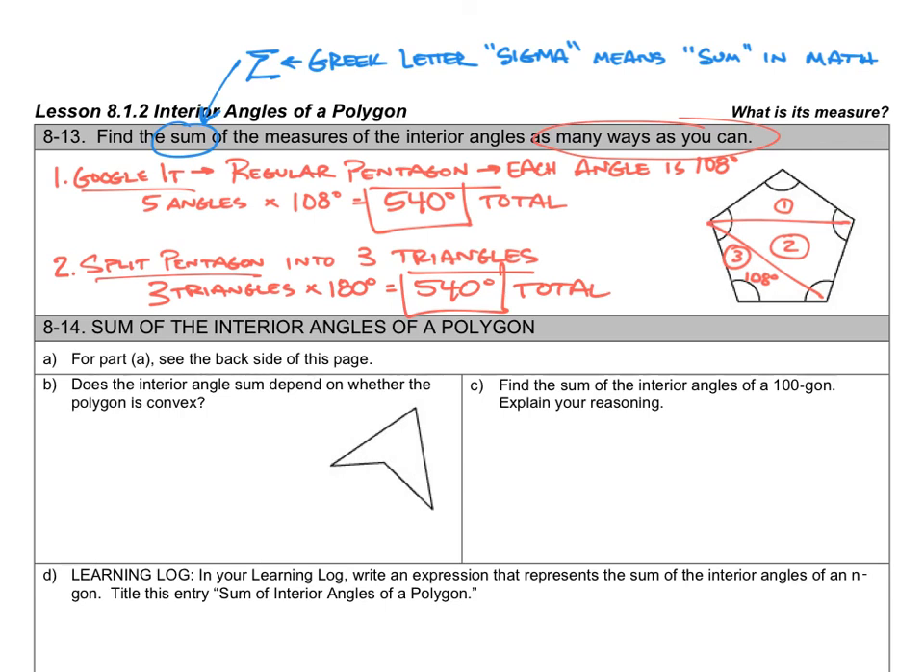Okay, question 8-14, interior angles of a polygon. For part A of this problem, see the back side of the page. So I've got to flip over to the back right now.